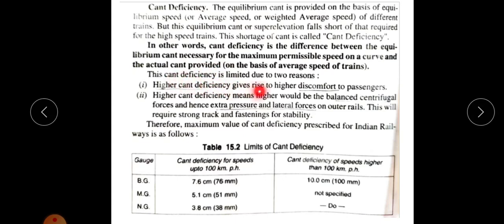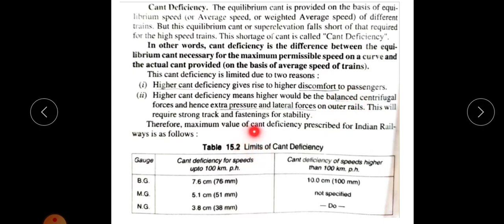There will be a limitation for this cant deficiency, because when the cant deficiency is very high, it will give rise to higher discomfort to the passengers. Also, higher cant deficiency means a higher balance centrifugal force, and hence extra pressure and lateral force on the outer rails. Outer rails will have to face a lot of lateral force. This will cause wear and tear of the outer rails. So we cannot provide a cant deficiency above some limited value.